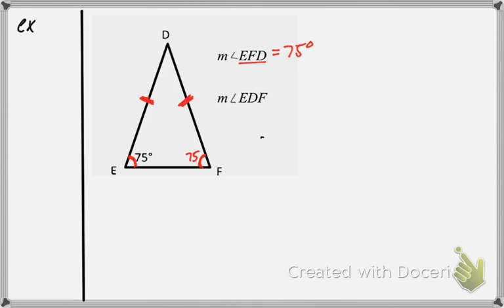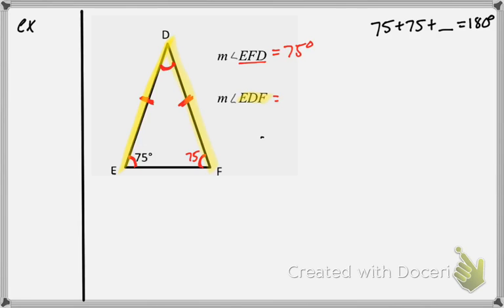Okay. Now they're asking for the measurement of EDF. We're looking at this angle right here. What is that angle? Okay, I know all the angles together, so 75 plus 75 plus that angle that we don't know should equal 180 degrees. That's just a rule: all the angles inside of a triangle are going to add up to 180 degrees.